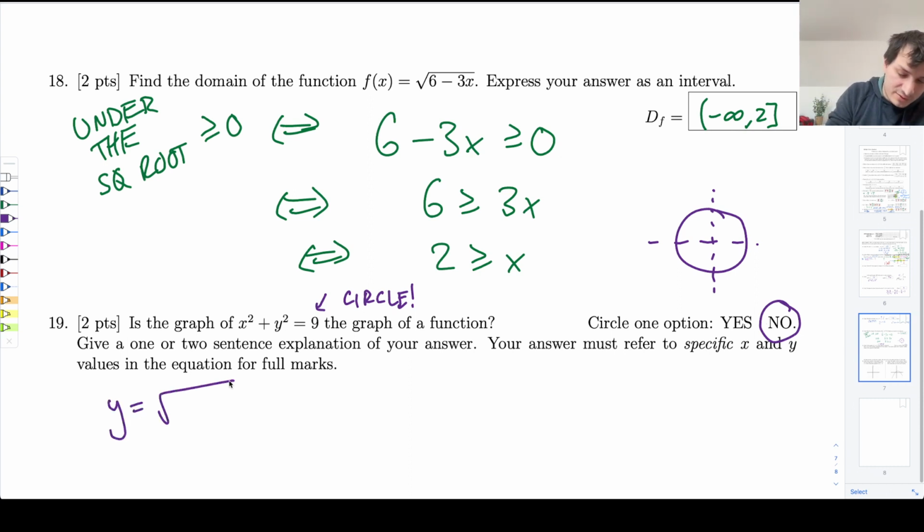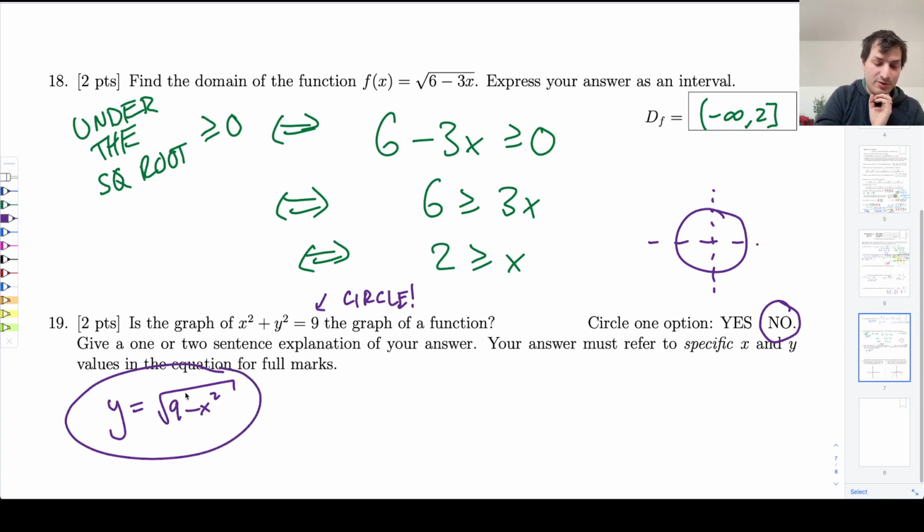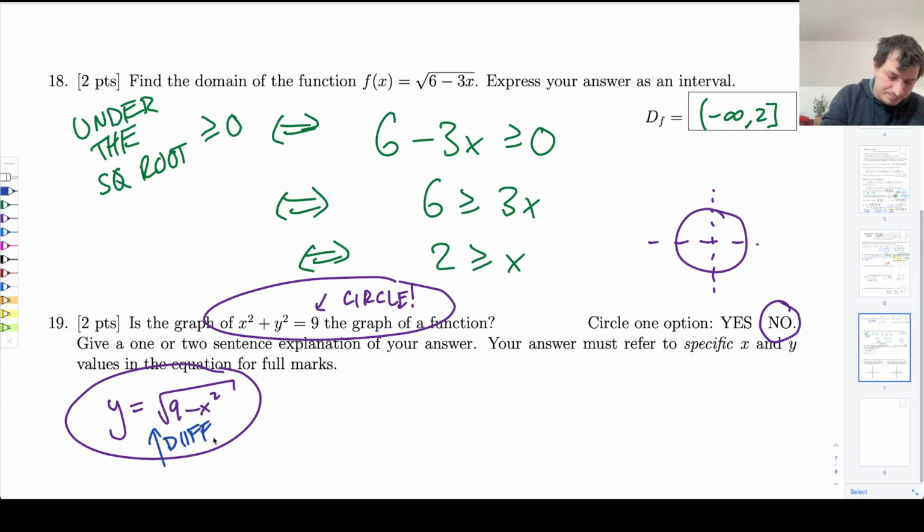That was the function: y is the square root of 9 minus x squared. And that is different. X squared plus y squared equals 9, and y equals the square root of 9 minus x squared are different for this reason: square roots are always positive. So y equals square root of 9 minus x squared is just the top half of a circle. In this question, we're talking about the whole circle. So these are different. Maybe I should do them in a different color. This is different. So it is not a function.